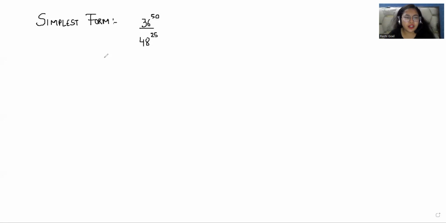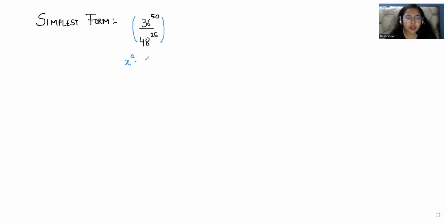My name is Rashi Goel, and in this video we are going to solve, when we have to simplify 36 power 50 over 48 power 25. So what is the simplest form of this? How can we reduce this? So we have one property of exponent.